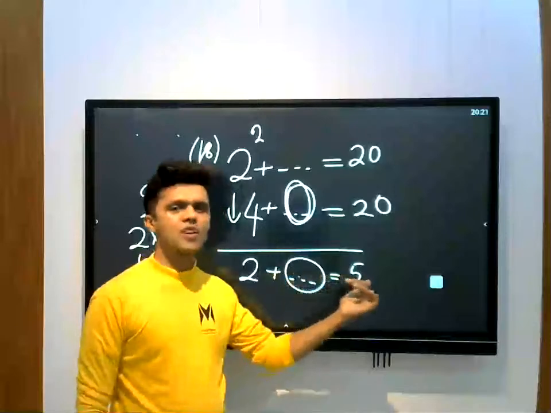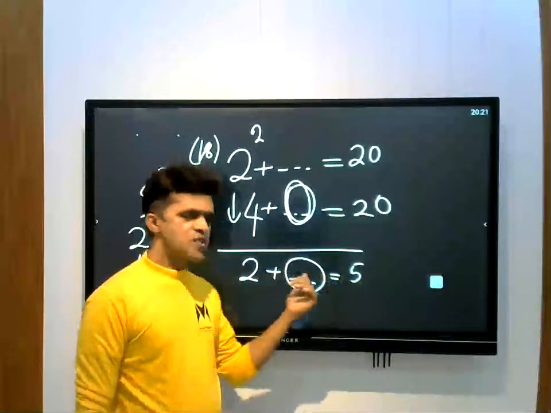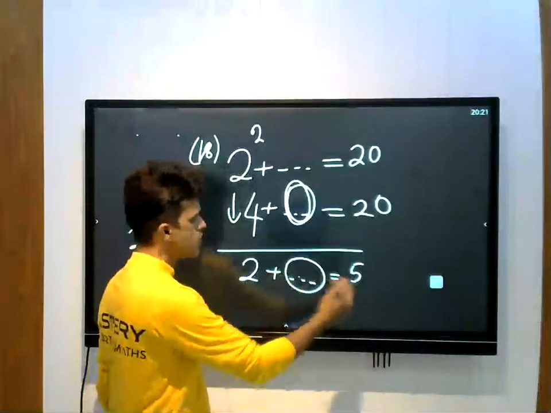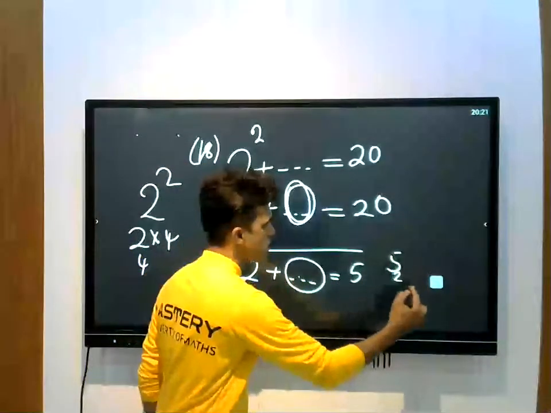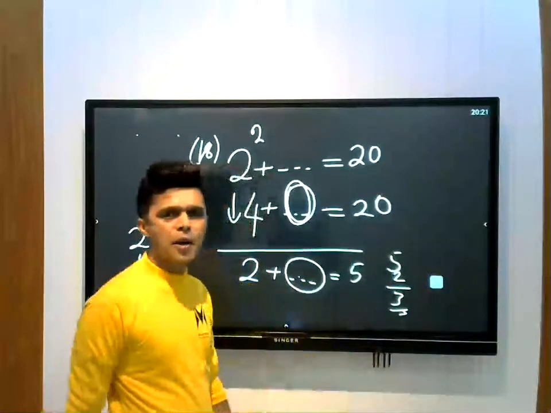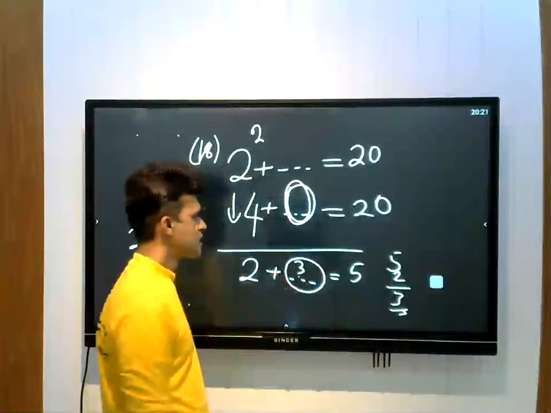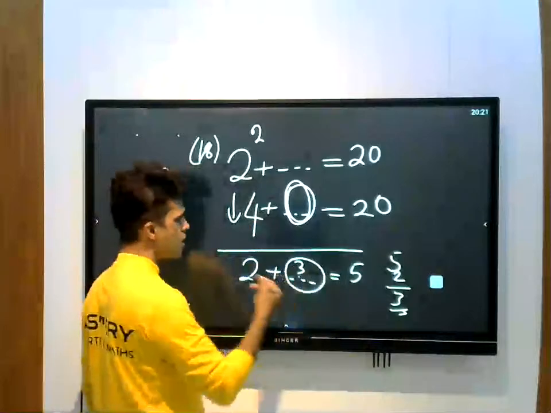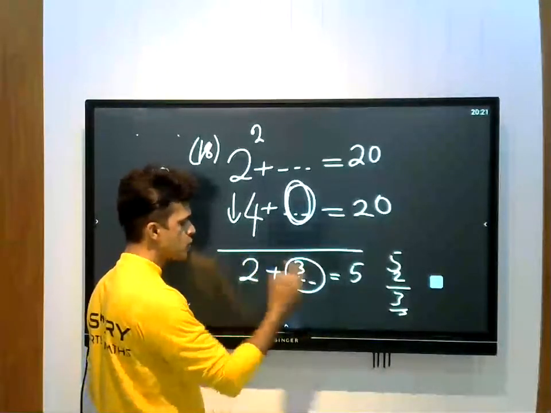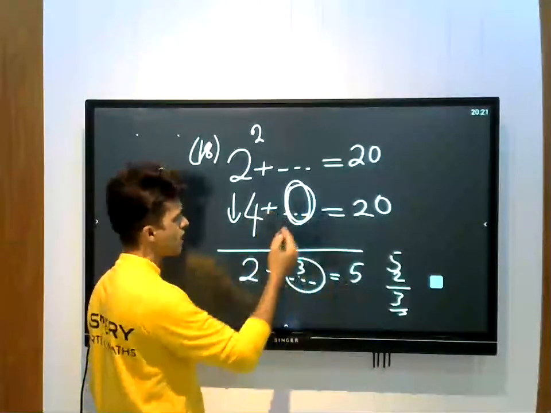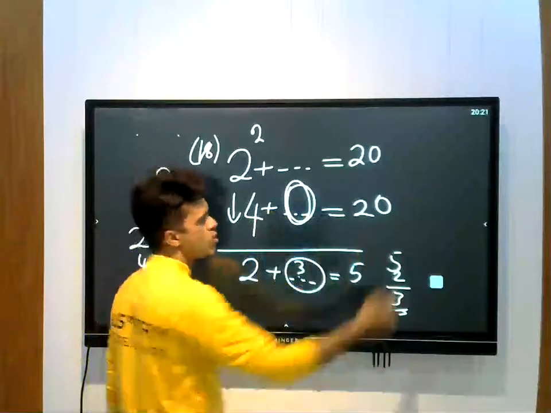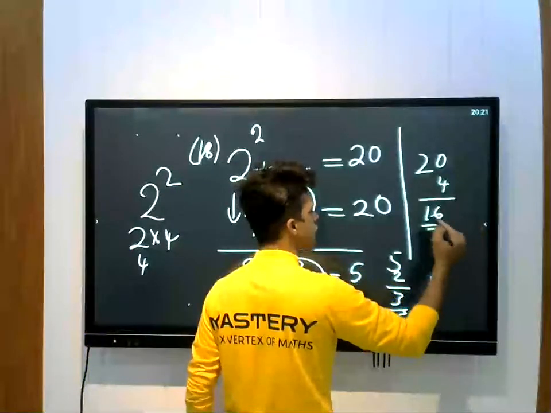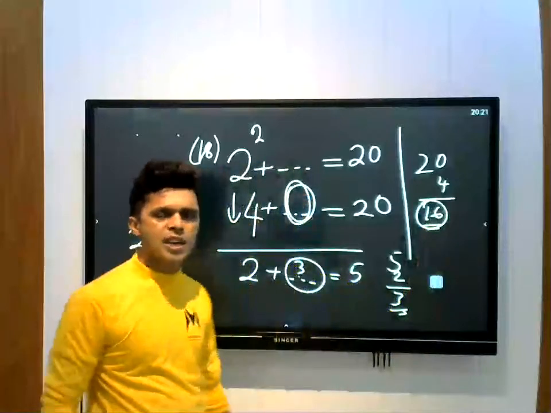2 plus 3 is 5. Likewise, you could subtract 2 from this 5. So 5 minus 2 is 3. So here the answer is 3. The way of getting it is 5 minus 2. Likewise, you would subtract 4 from this 20. So 20 minus 4 is 16.